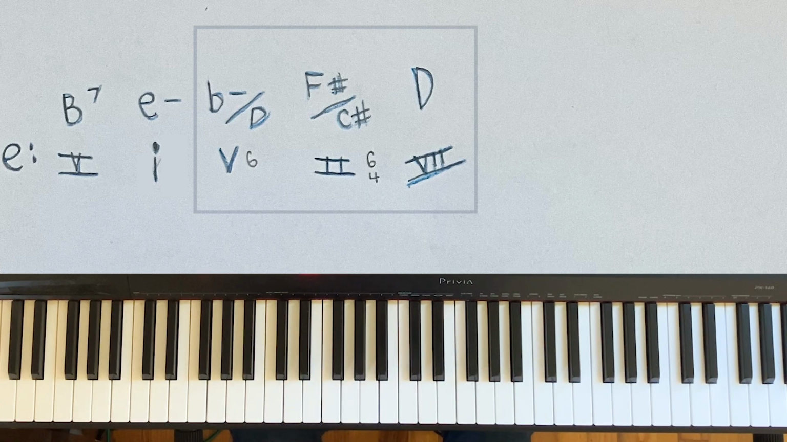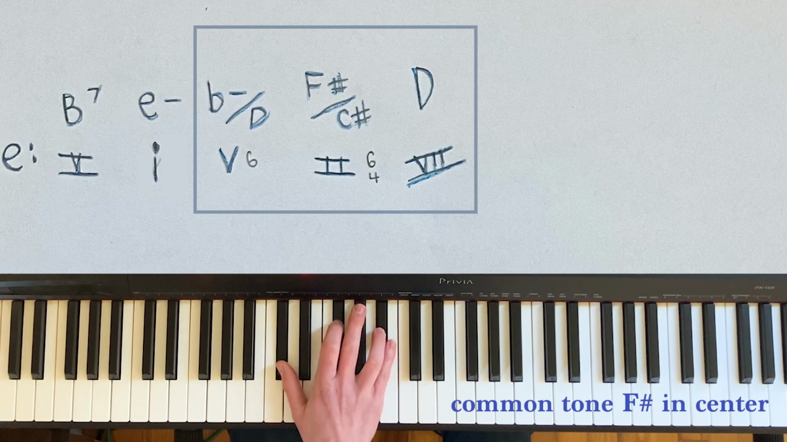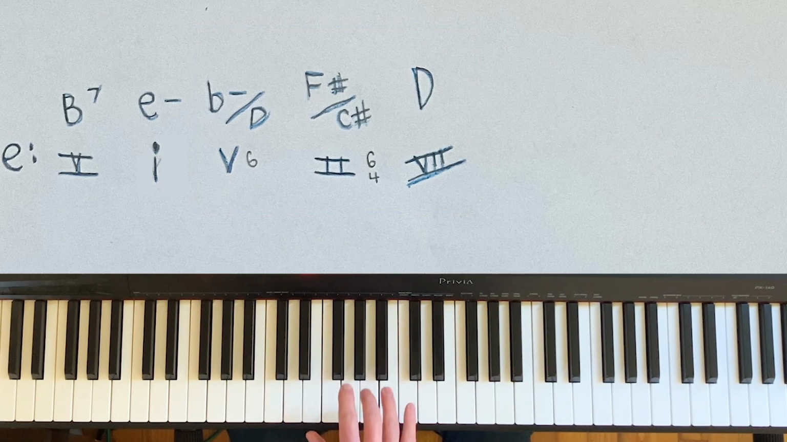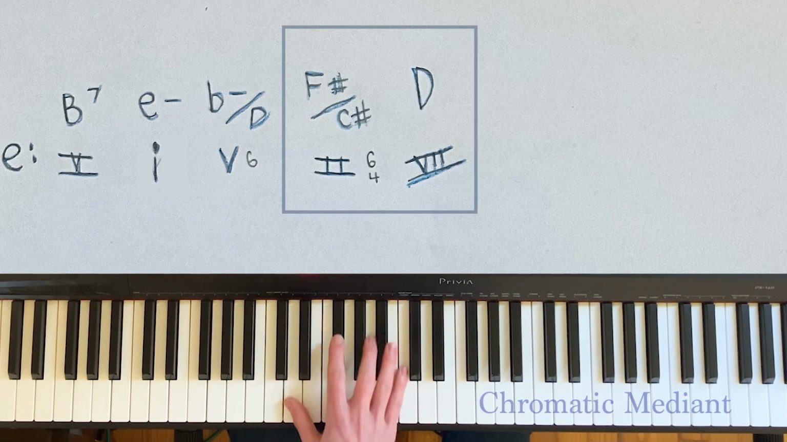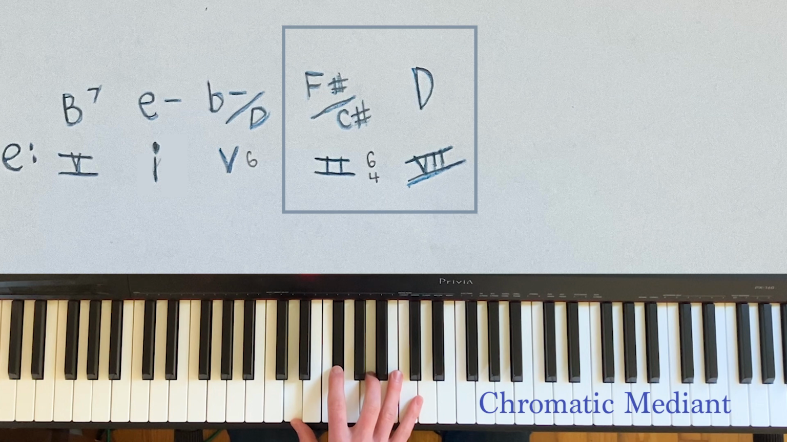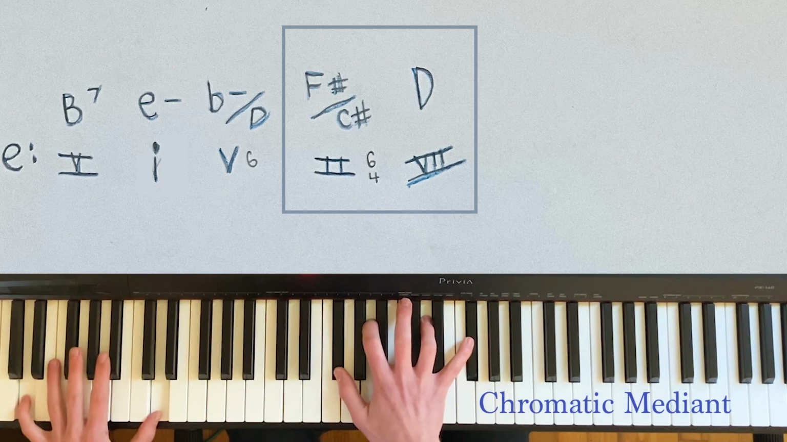Those last three chords have the common tone of F sharp in the center, and the other voices are moving chromatically up or down. And I believe these last two chords, F sharp to D, could be described as a chromatic mediant, though people's definitions sometimes vary. It's the bold sound of a major chord moving down a major third.